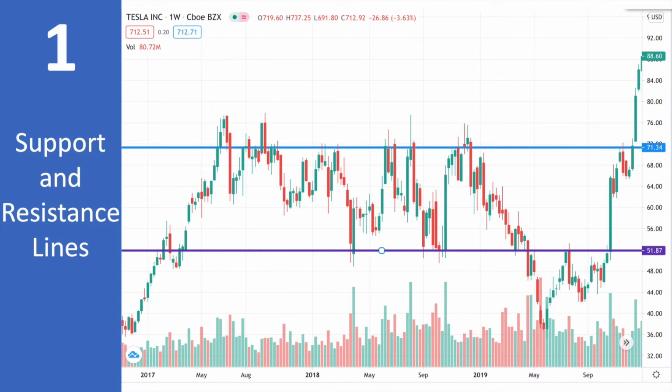Here we see a support line form around $51. On 3 or 4 instances, as soon as the price goes down to this level, there's buying pressure, which pushes the price upwards. There's also a very strong resistance line at around $71, $72, where the price seems to hit a ceiling a number of times. At this point, there's enough selling pressure that the price doesn't break out of this level. We see a few attempts that the stock makes to break out of this level, but in all of those instances, it falls back.